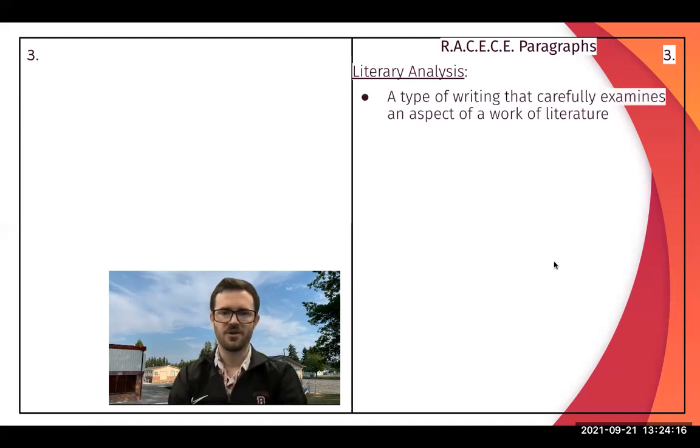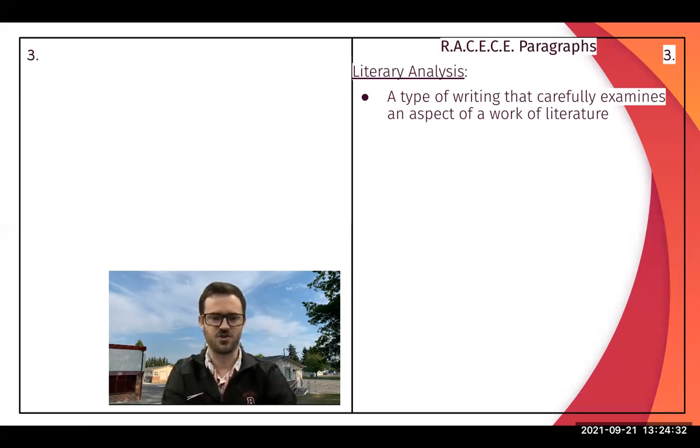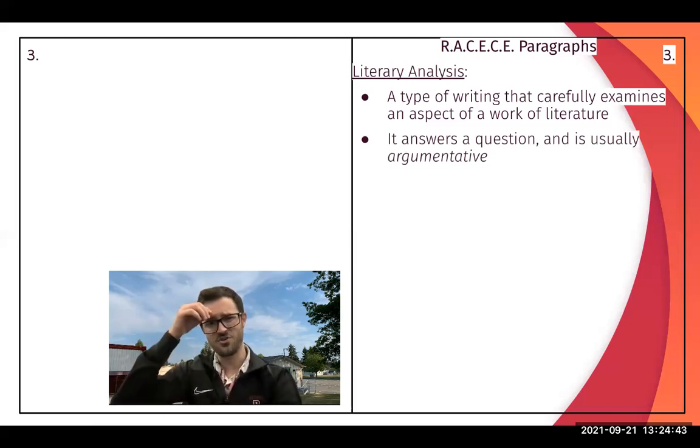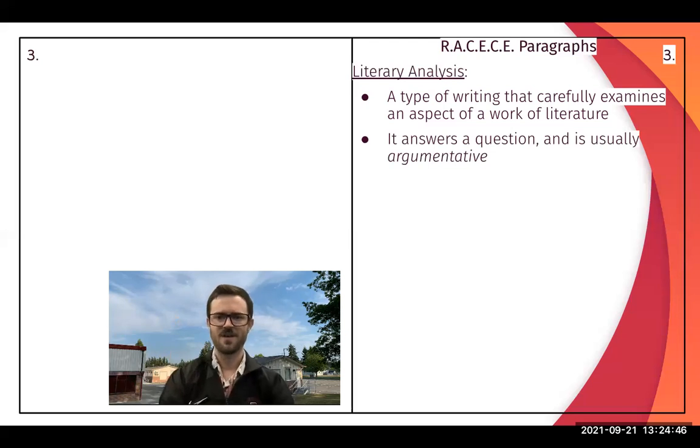Number 1, literary analysis is a type of writing that carefully examines an aspect of a work of literature. So, for example, we might be looking at a particular character or a theme or some big idea that is addressed in the work of literature, in the text that we're reading, that we're working with. In addition, literary analysis answers a question, and it's usually argumentative, okay? So usually, in addition to answering that question, it's doing so in a way that explains your answer to the question. It's not gonna be a yes or no question.